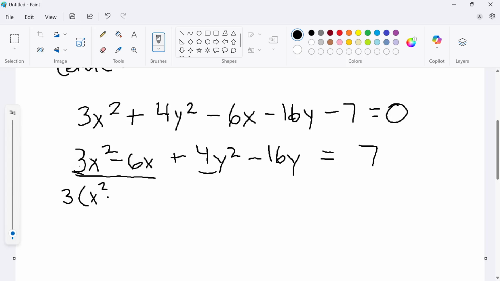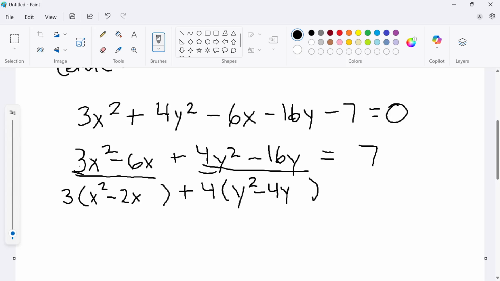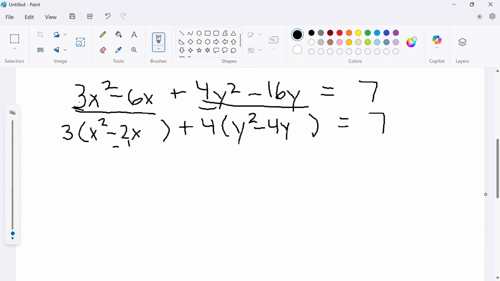Negative 6 divided by 3 is negative 2x. I get x squared by itself, and actually I should put a little bit more room in there like that. Plus, I'm going to divide both these terms by 4. Plus y squared, negative 16 divided by 4 is negative 4y. I'll leave room there, equals 7. So now half of negative 2 is negative 1.